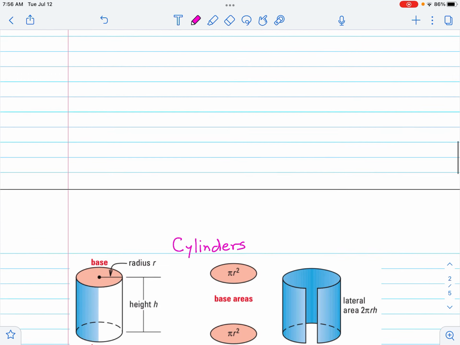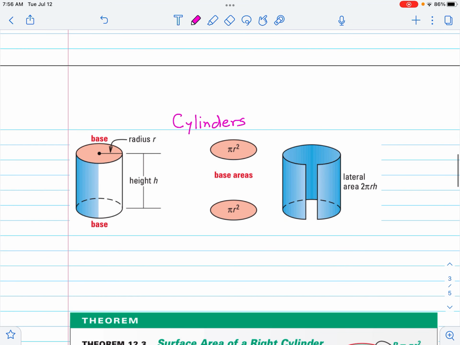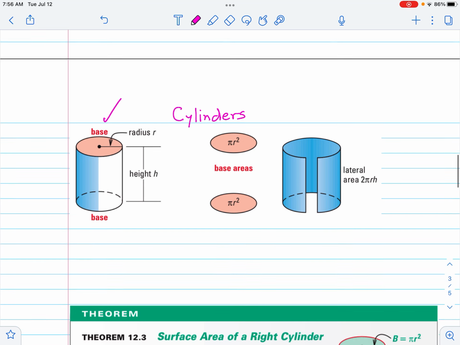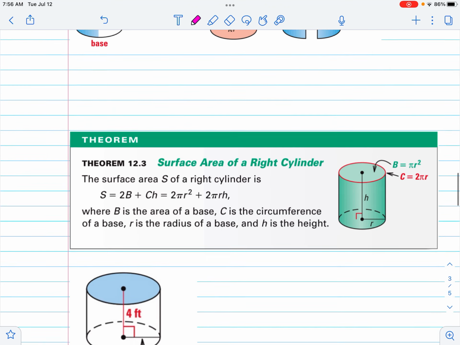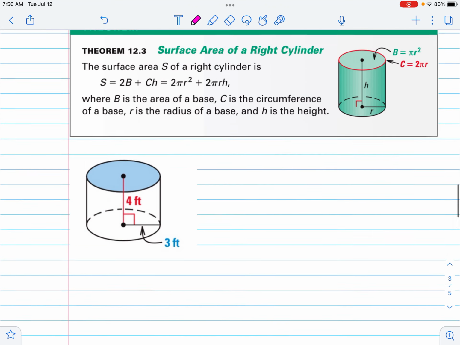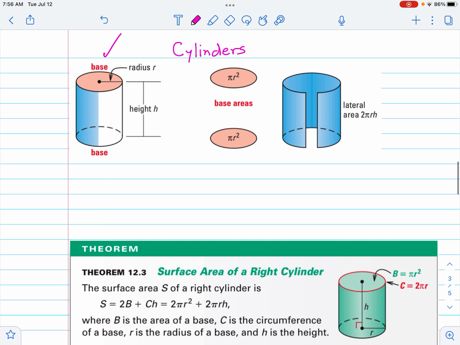Now, let's move on to cylinders. So here we've got a couple of cylinders. We've got a right circular cylinder here. Well, that's the only kind of cylinder we're dealing with at this point. Now remember, we're talking about the entire surface area. So we've got a base down here, which is a circle, up here, and then we've got, of course, the lateral surface.